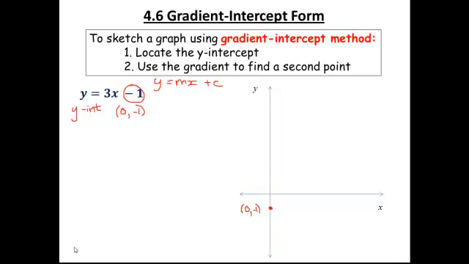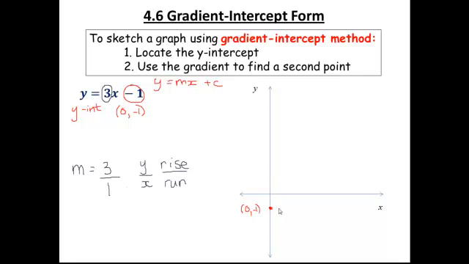Now my gradient is the value of m. So in this case, the gradient is 3. Now, it's always best to think of the gradient as a fraction, so 3 would be 3 over 1, because the gradient, remember, is the rise over the run. And the rise just tells us how much it goes up the y-axis, and the run is telling us how far we move along the x-axis.